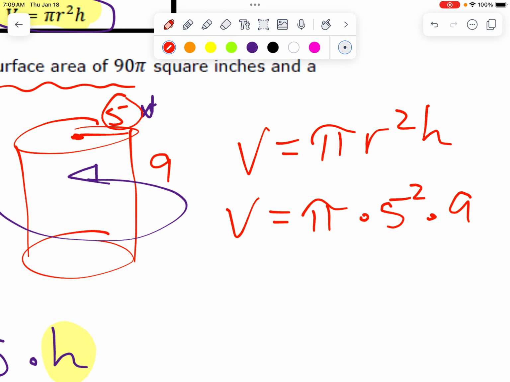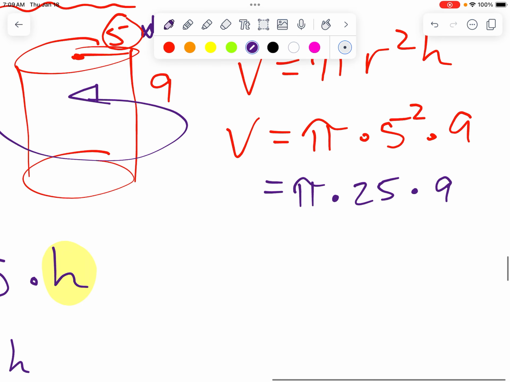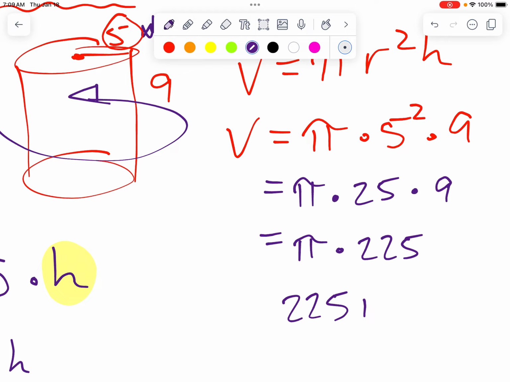Now we just need to do some math here. We're going to leave this in terms of pi. We're not going to do 3.14. Leave it in terms of pi. So we can say pi times 5 squared is 25 times 9. And then we can go pi times, now I know 25 times 10 is 250. So if I just subtract a 25 from that, that would give me 225. So we have 225 times pi. We're going to leave it in terms of pi.